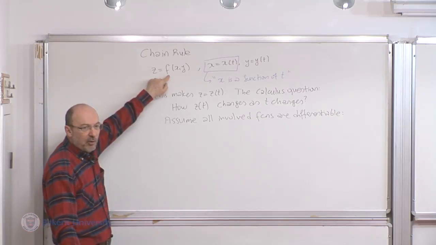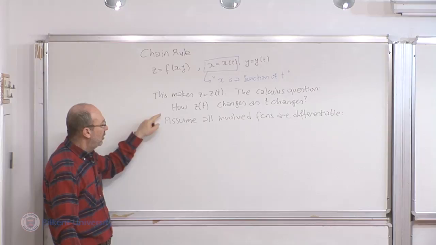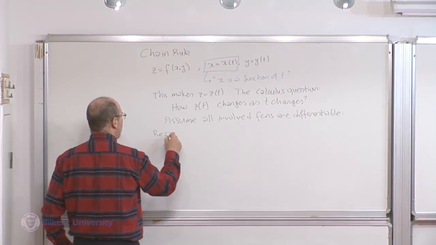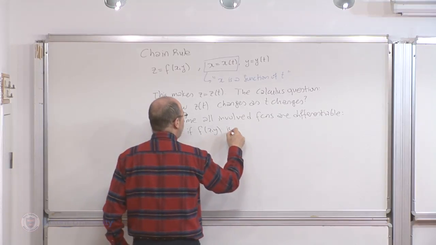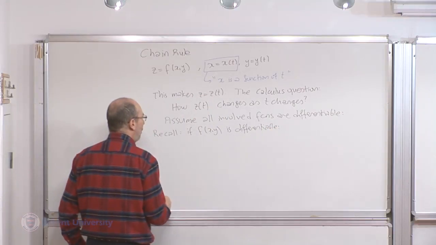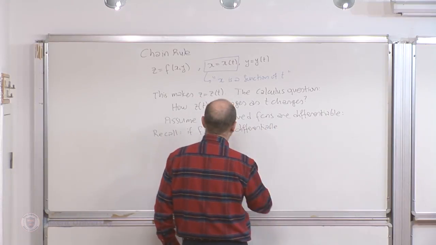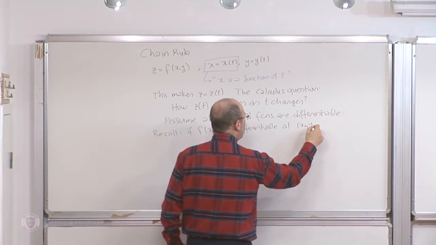In that case, we have a nice way of writing z, remember from last time. Using that, we will be able to give a nice formulation for the answer to this question. So this is how it works. Recall that if f of x, y is differentiable, then we have the following thing. Let us write it at a point so that the notation will be shorter: differentiable at x sub 0, y sub 0.